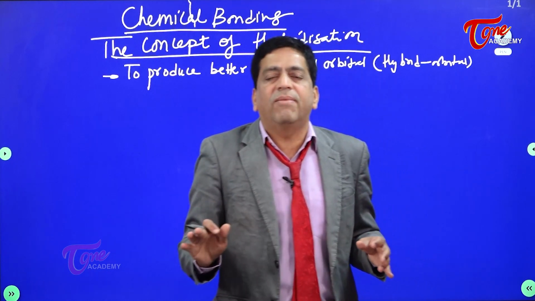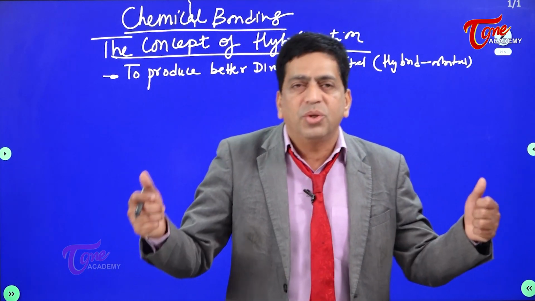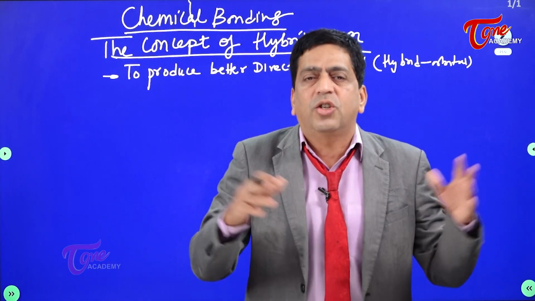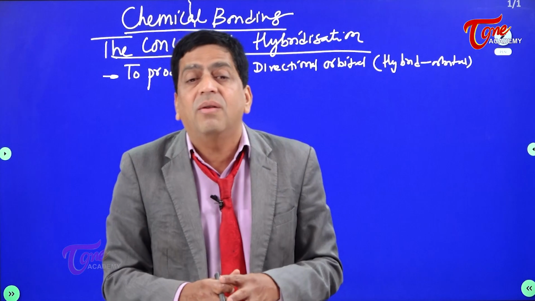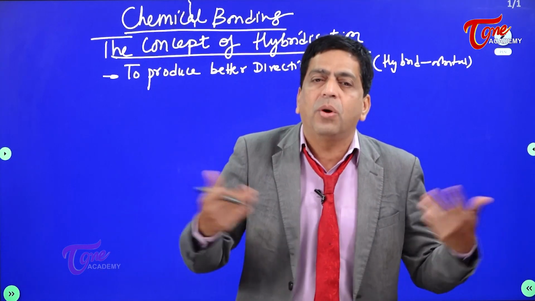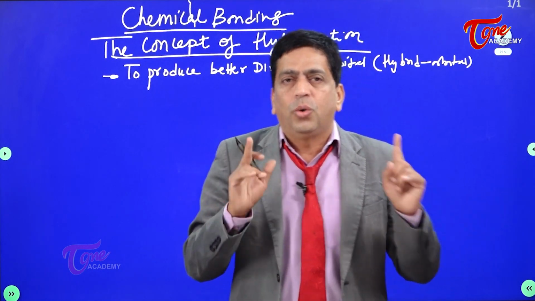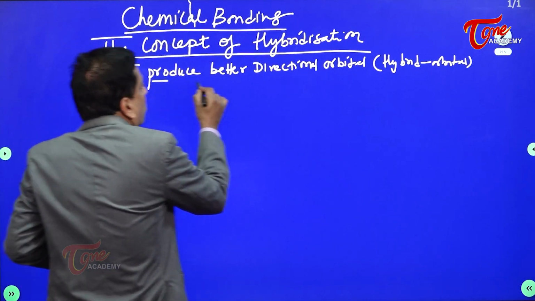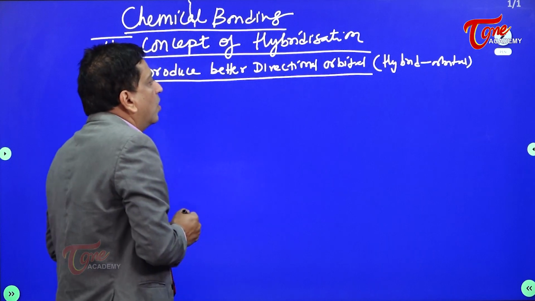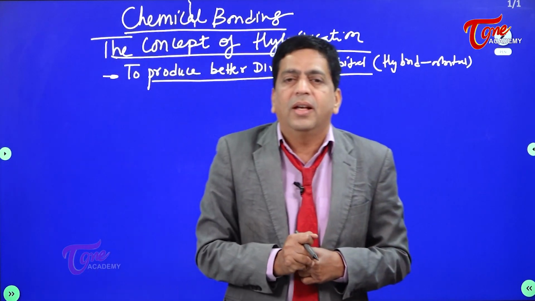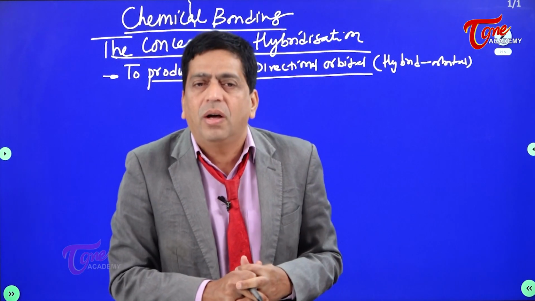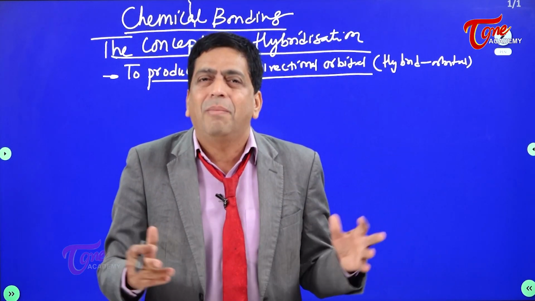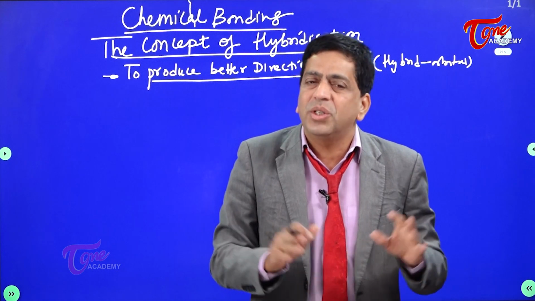Before bonding itself, the orbitals are sitting in a position. Position means in a particular bond angle, so the bond angle is fixed, structure is fixed, everything is fixed. You must understand. So what does the concept of hybridization give us technically? It is to produce better directional orbitals. Better directional orbitals, that is nothing but what? The hybrid orbitals. So simply speaking, hybrid orbitals have better directional properties compared to your atomic orbitals.